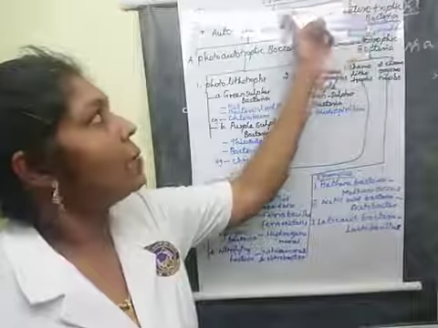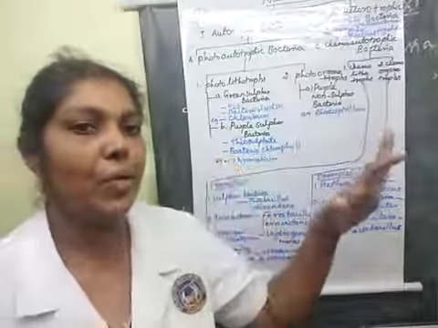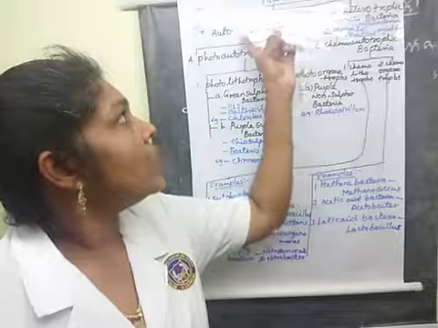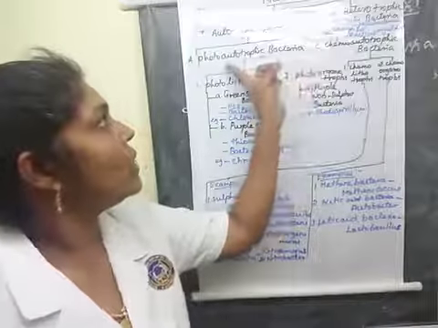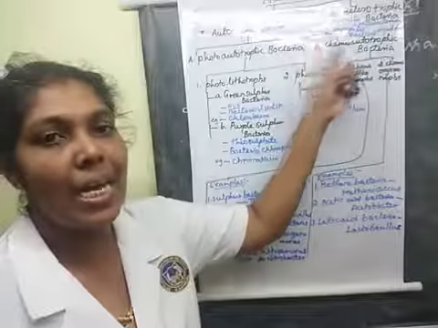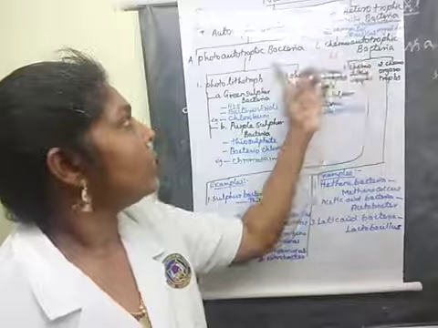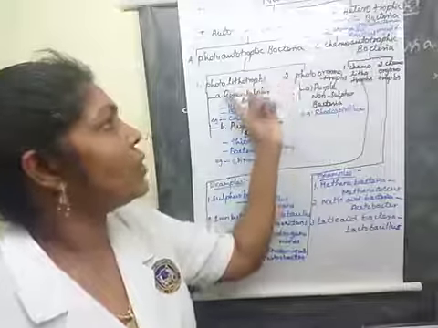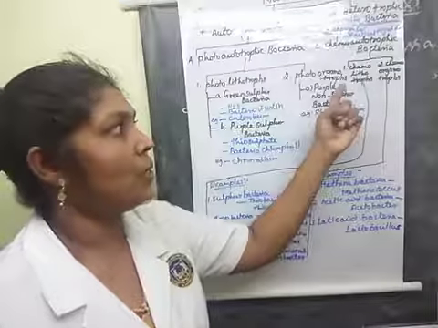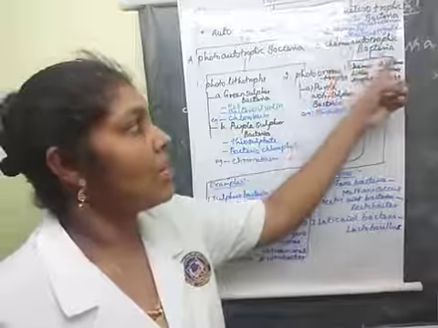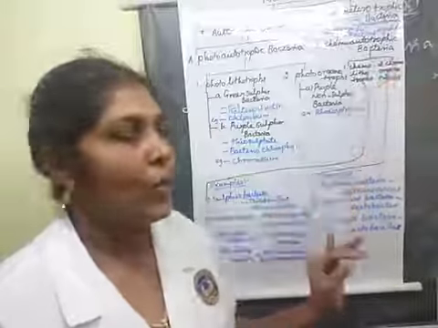Nutrition in bacteria is mainly divided into 2 types: autotrophs and heterotrophs. Clear? The first one is autotrophic bacteria. They are divided into 2 types: photoautotrophic bacteria and chemoautotrophic bacteria. Photoautotrophic bacteria are also divided into 2: photolithotrophs and photoorganotrophs. Similarly, chemoautotrophic bacteria are also divided into 2: chemolithotrophs and chemoorganotrophs.